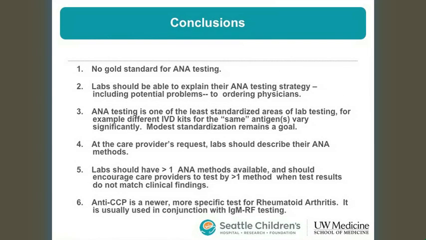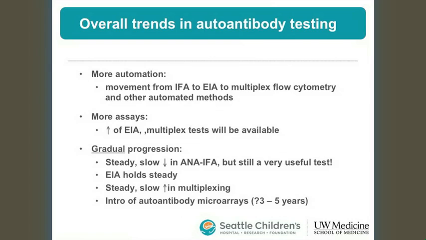And in conclusion, so no gold standard, you should be able to explain your ANA testing strategy, including potential problems, to ordering physicians. It's a very difficult area of testing, and you should have more than one method available. And when cases don't match what you're producing in the lab, you should test by another method. Anti-CCP, you may think it's common and everybody knows about it. They don't. It's a better test, but primary care practitioners still don't know about it, even though it's in the official criteria now for diagnosis. I talked about the overall trends being more automation and a gradual progression of more automated objective methods.